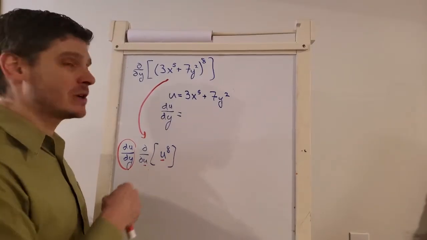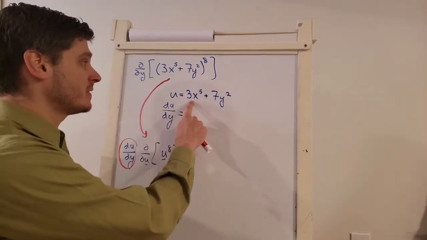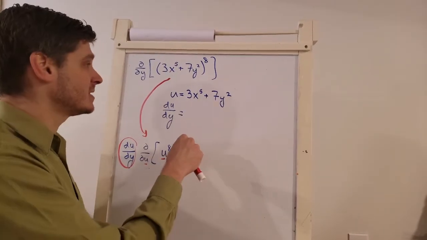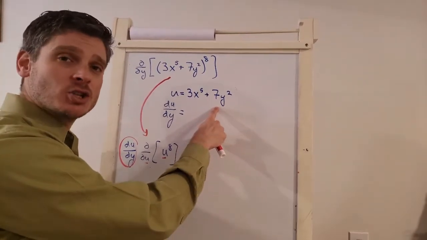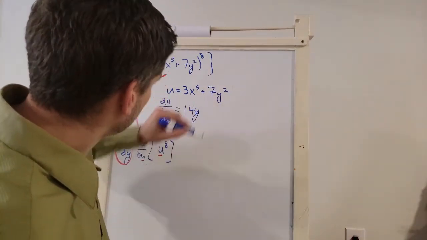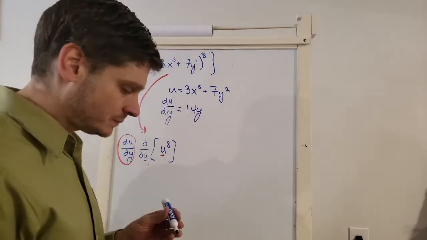Now, we do the derivative one step at a time. The derivative of 3x to the 5th with respect to y, that's a constant. It goes away, that's 0. And the derivative of 7y squared with respect to y is 14y.